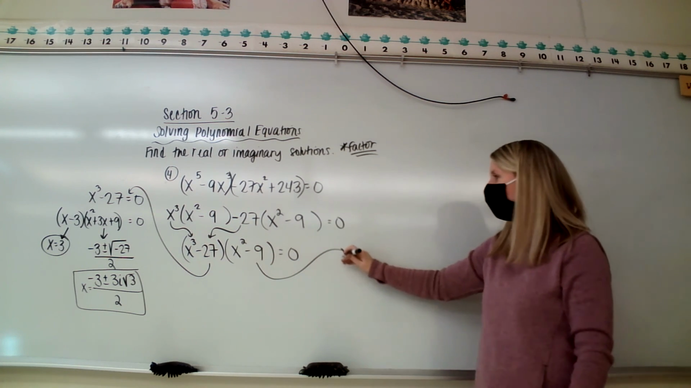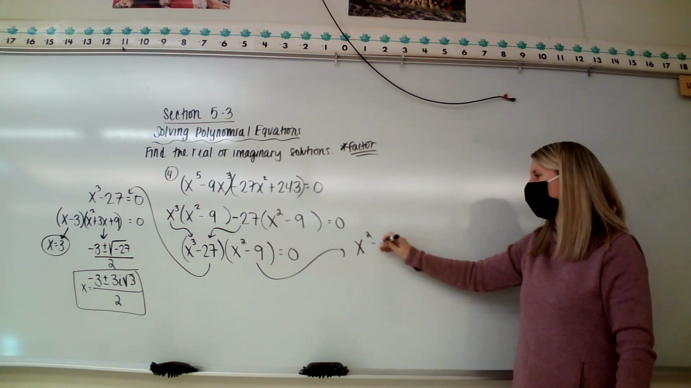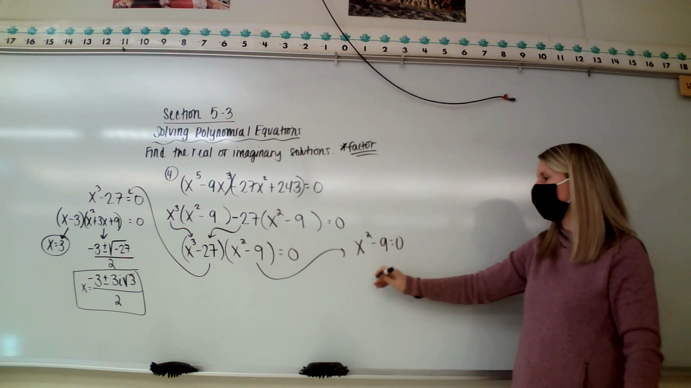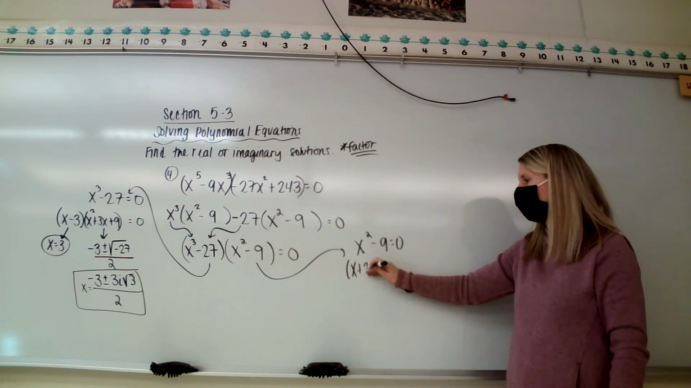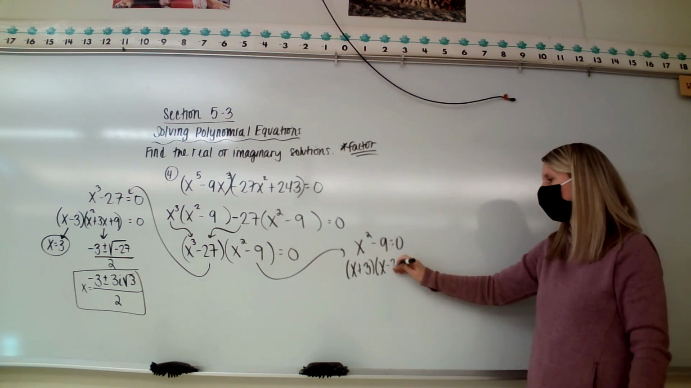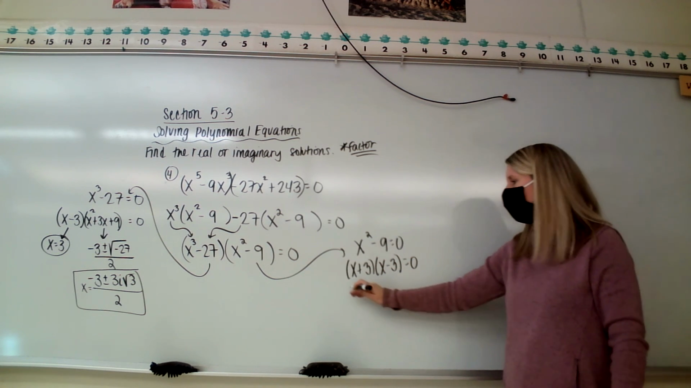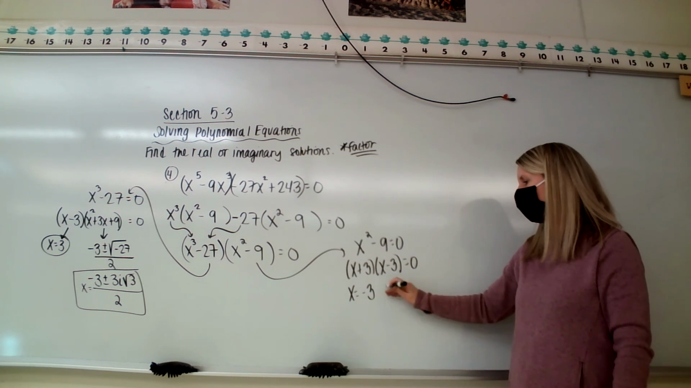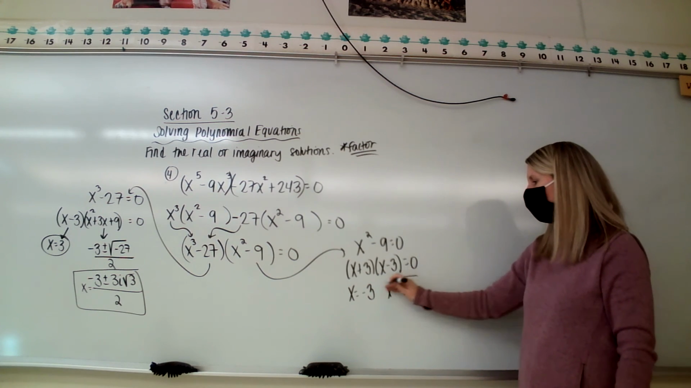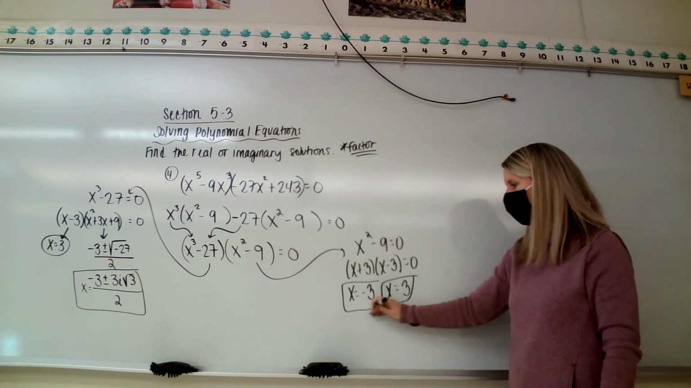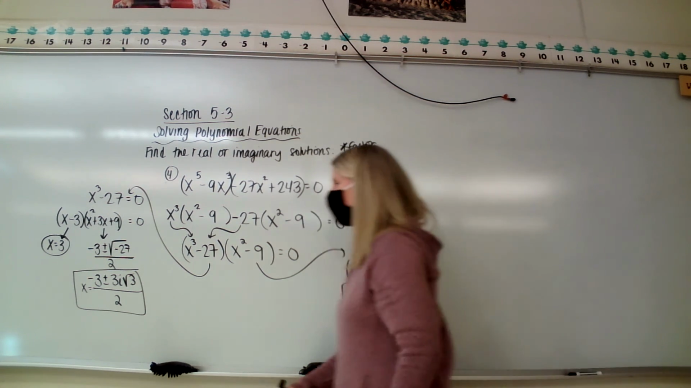This one's easier because x squared minus 9 equals 0. You can use square roots, or you can just say this is a difference of 2 squares. And x will equal negative 3, and then x will equal positive 3. Okay, what a delight. We got 5 answers.